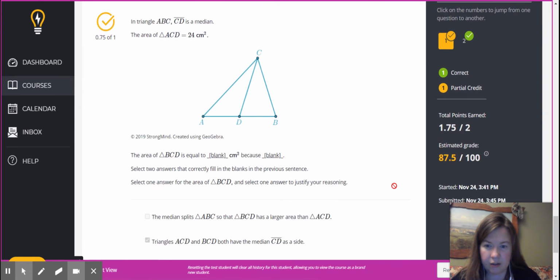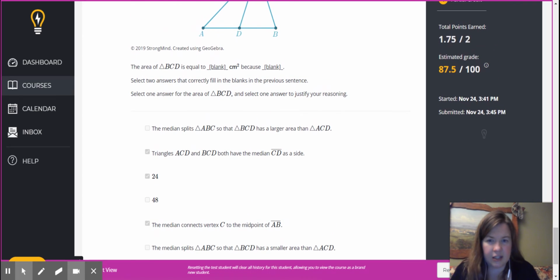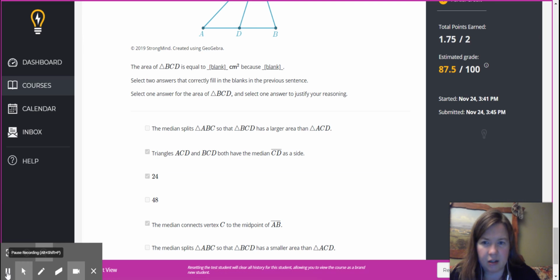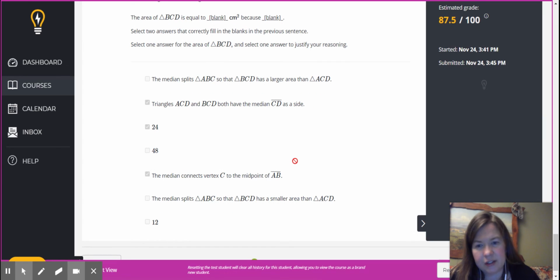A partial credit. Okay. So let's see. I got 87.5. I'm going to pause it and figure out what I did. I figured out what it was. Select one answer for the area of BCD and select one answer to justify your reasoning. And I put two reasons.